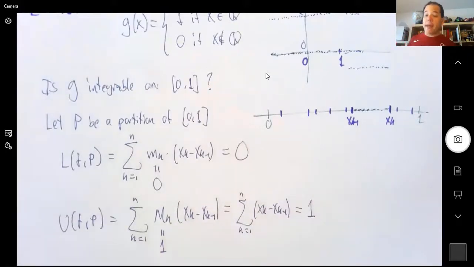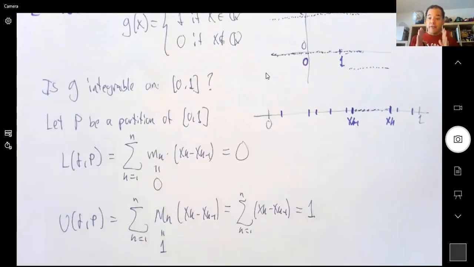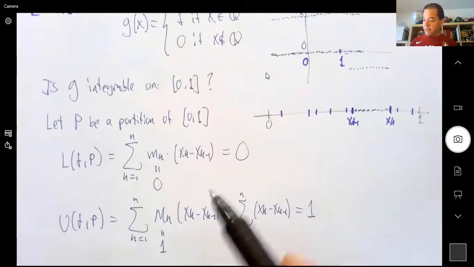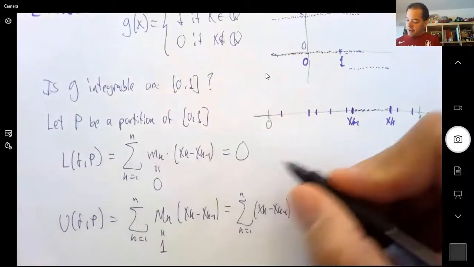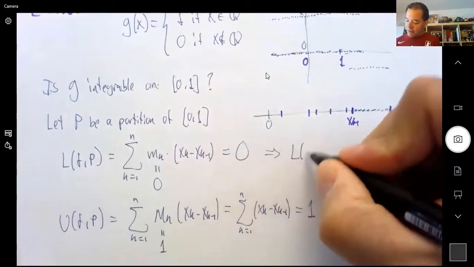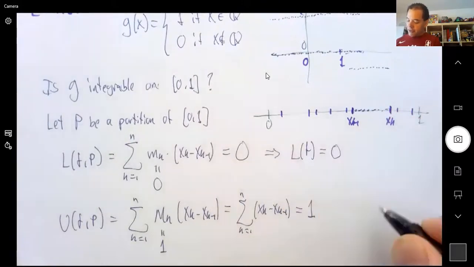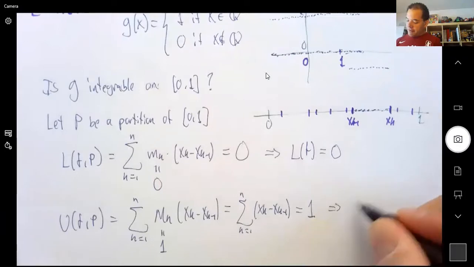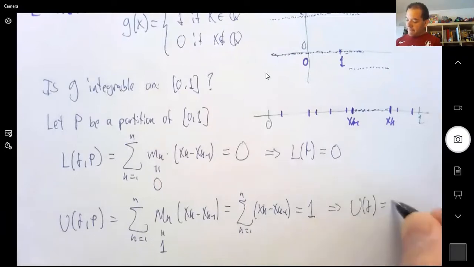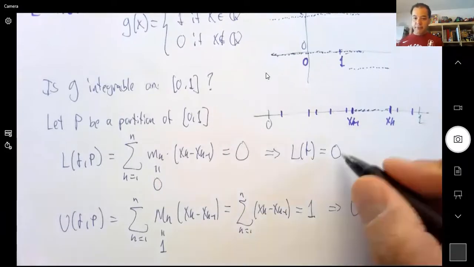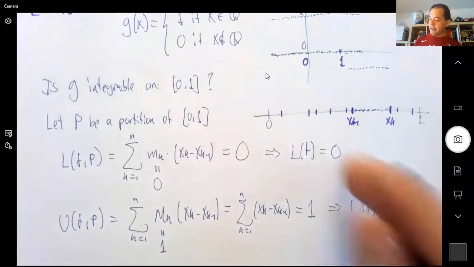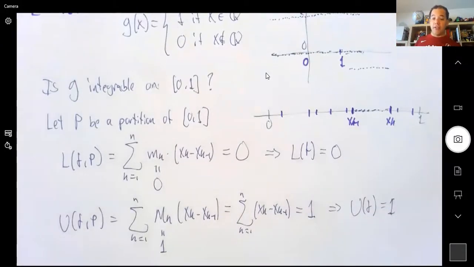No matter what partition, you realize that? It doesn't matter which partition you pick. This is always 0 and this is always 1. So they're never the same. Because these are always 0, the lower sum is 0, and because these are always 1, the upper sum is always 1. So these two are never the same, therefore the function is not integrable.